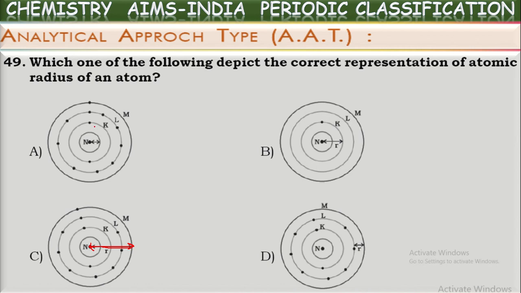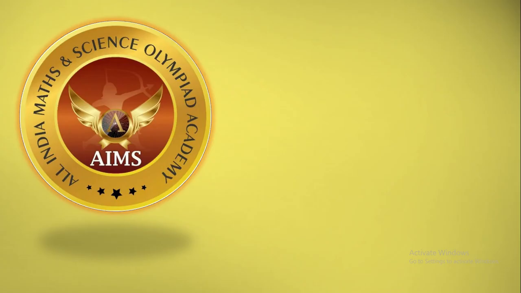So this will be the correct representation of the atomic radius definition. Whereas if you see for the remaining, the distance is not taken from the nucleus to the outermost orbit. It is taken to middle orbits. That won't be the correct definition for atomic radius. Isn't it? Right. This is a correct representation for atomic radius of an atom. Okay. This is about the practice sheet 2 regarding the periodic classification chapter.